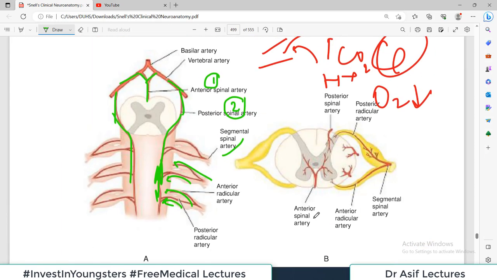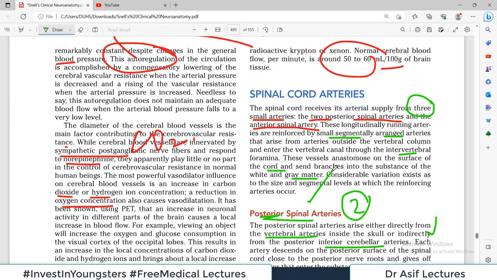So if you look at the cross section of the spinal cord, अब मुझे अगर आपसे ये पूछना हो कि दिस इज द एंटीरियर पार्ट ऑब्वियसली बिकॉज मिड लाइन में एक आर्टरी है और ये पोस्टीरियर है तो यहाँ पर भी एक पोस्टीरियर होगी. This is the posterior part. Posterior one third of the spinal cord is actually supplied by the posterior spinal arteries.